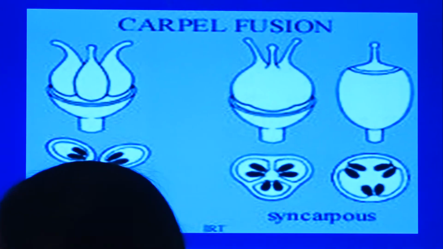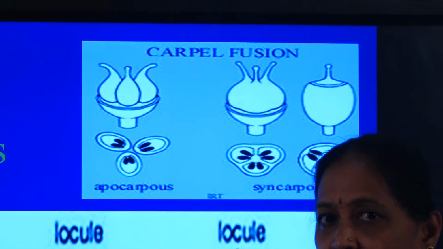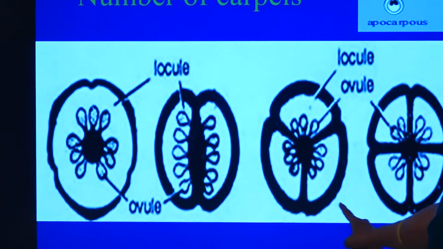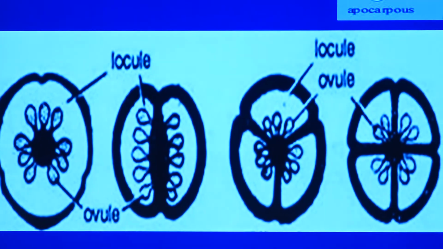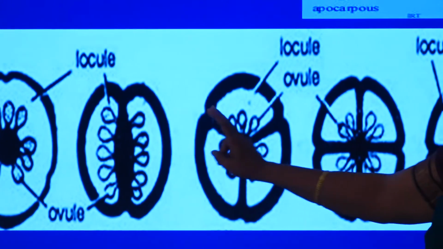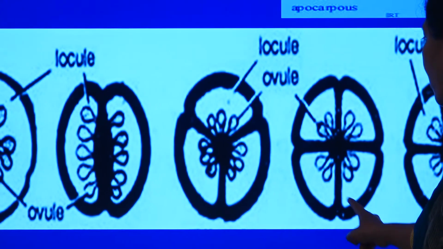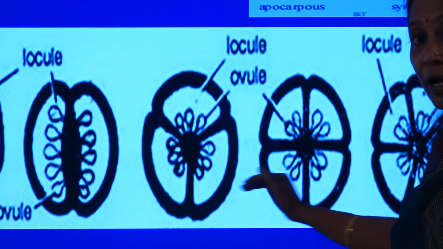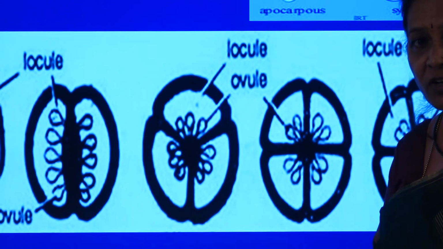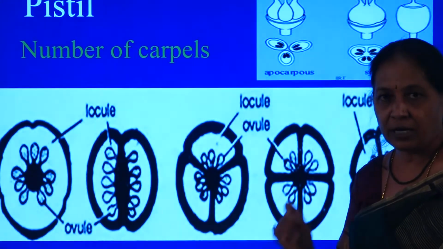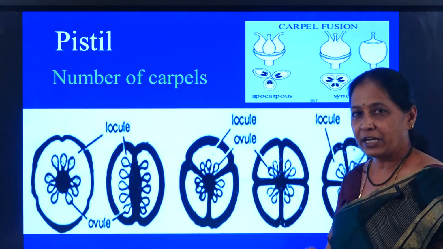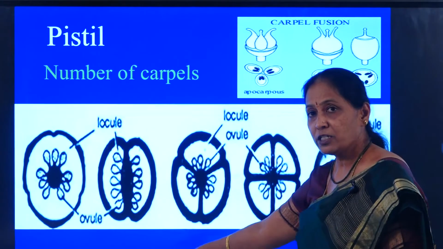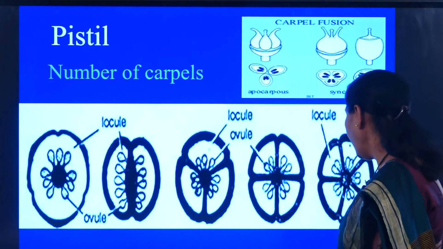Based on the number of carpels in the flower, it is referred to as monocarpellary, bicarpellary, tricarpellary, tetracarpellary and pentacarpellary. Bi means 2, tri means 3, tetra means 4 carpels, penta means 5 carpels. So this can be observed when we take a transverse section of the carpel in syncarpous condition. In syncarpous, only when we take a section can we know how many carpels there are. It varies from bicarpellary to pentacarpellary.